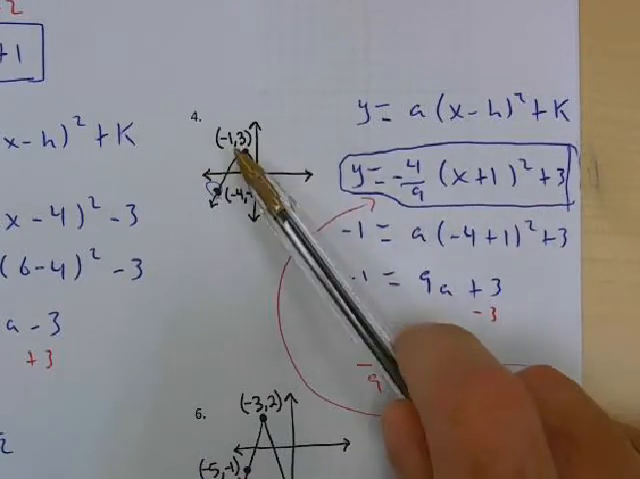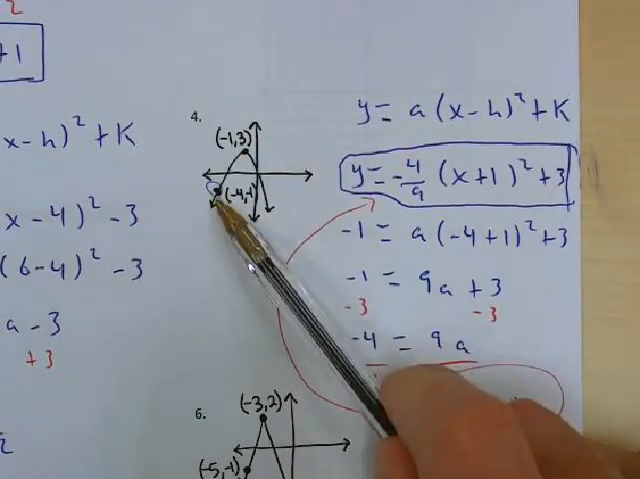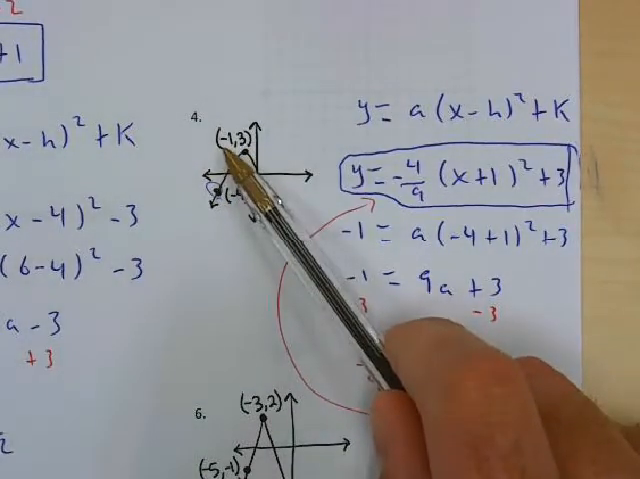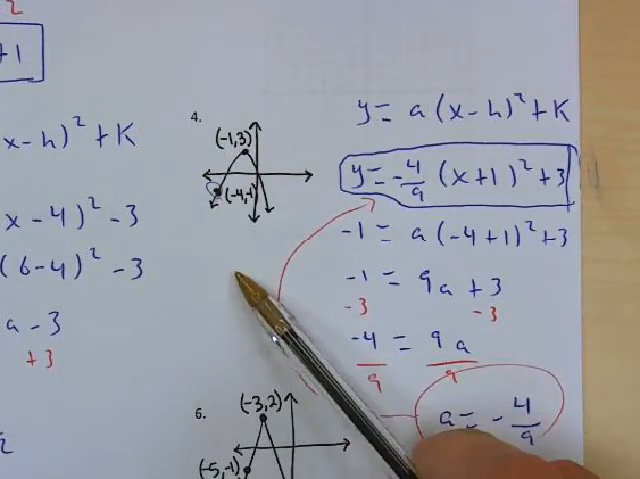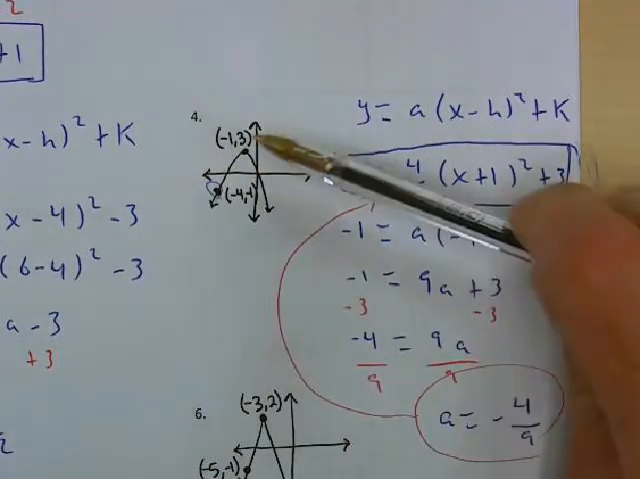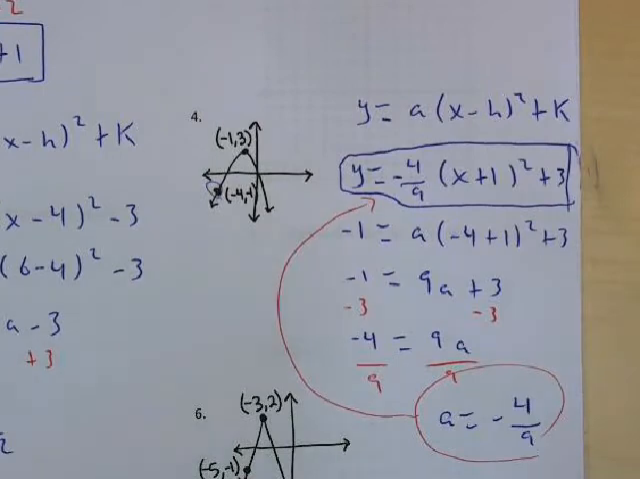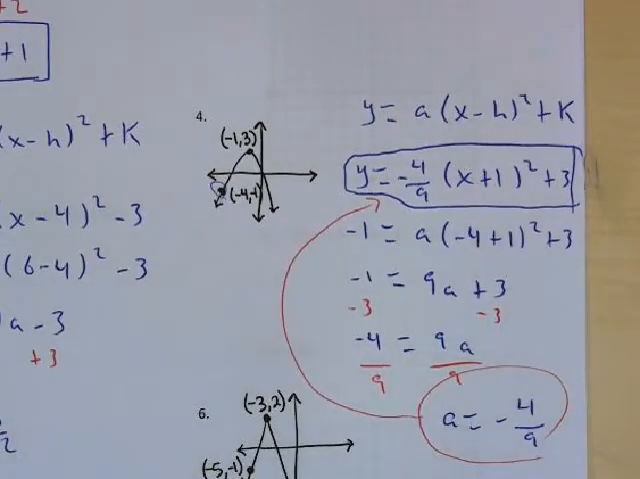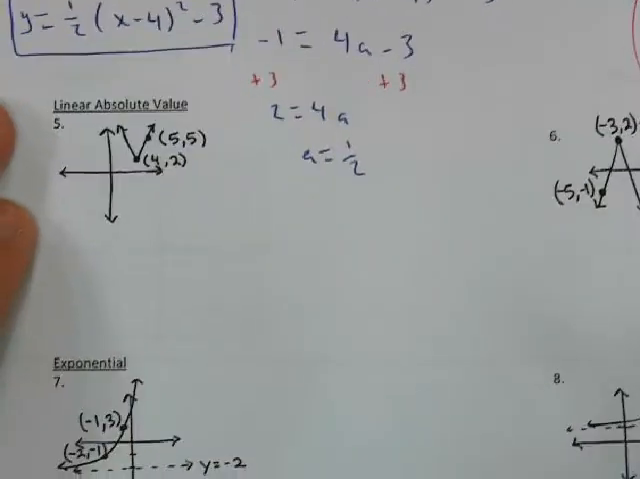Okay, and you can also try to use the pattern. If I go from -1 to -4, I got to go over 3. That means I should be going down 3 squared, which is 9. Well, we only went down 4. So we'll have to multiply 9 by something to get 4, -4/9. So that's a little harder to use the shortcut, but it is there if you need it.